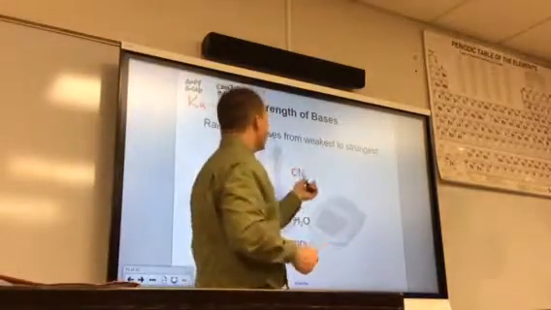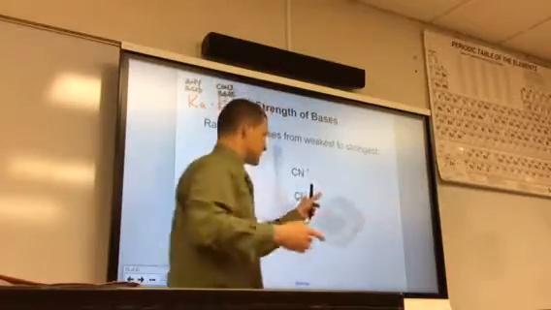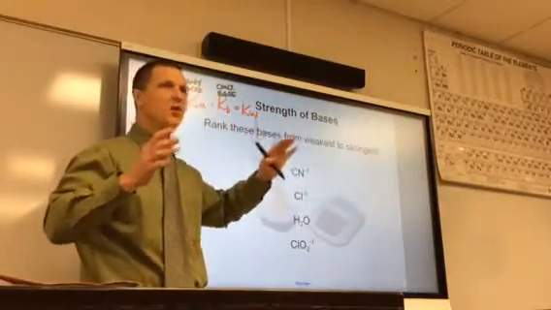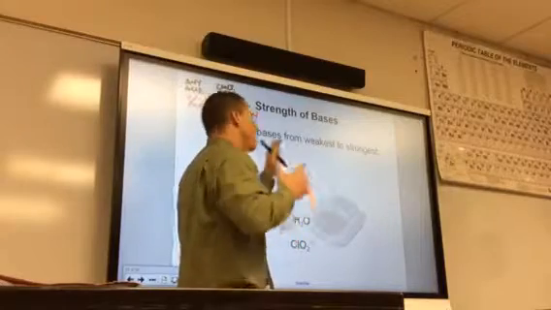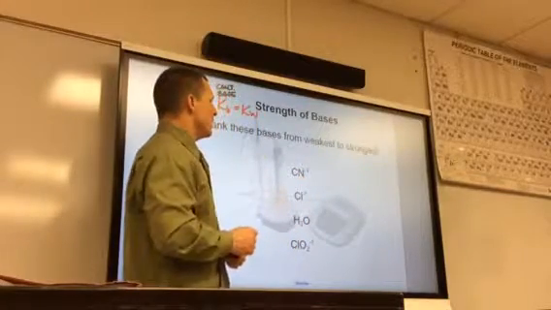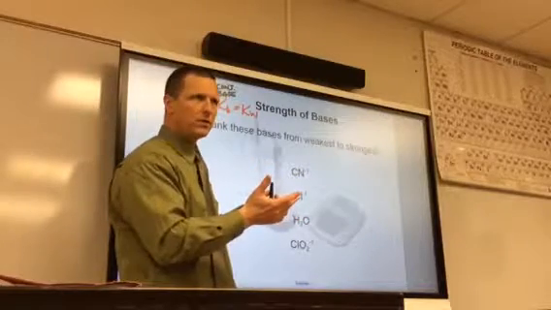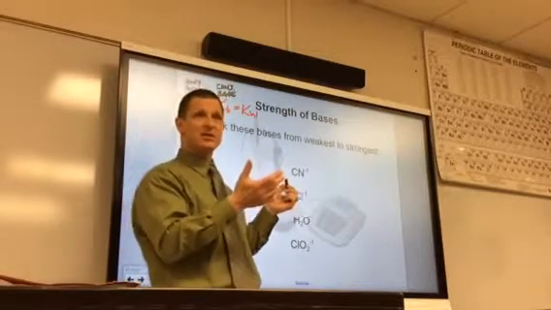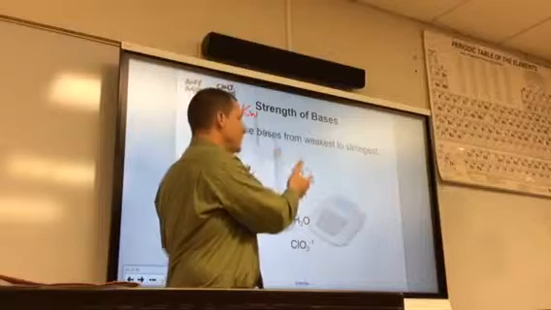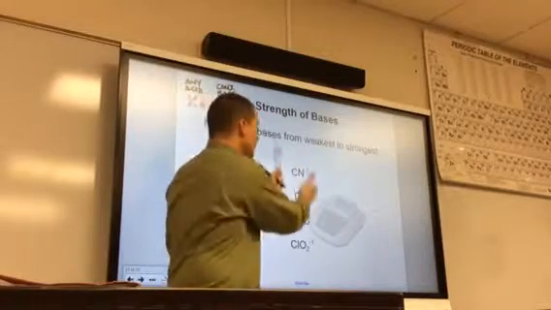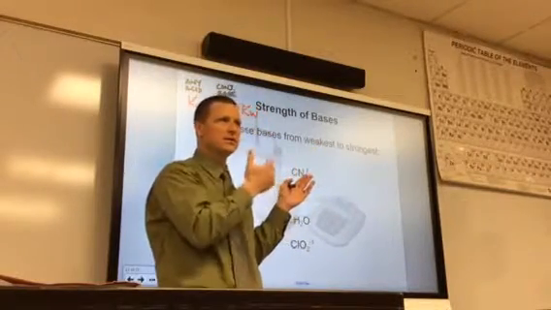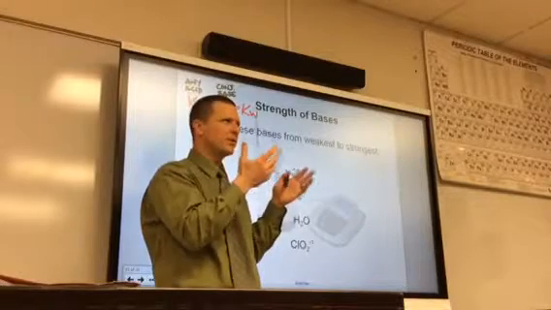If we want to know which is the weakest, well, we already know which one is the weakest, and you're right. Cl negative is the weakest of these four bases. How do we rank the other ones, though? Does anybody have a suggestion? How would you know which would be the next strongest and which of these four is the strongest? Is there something that we could use to compare?